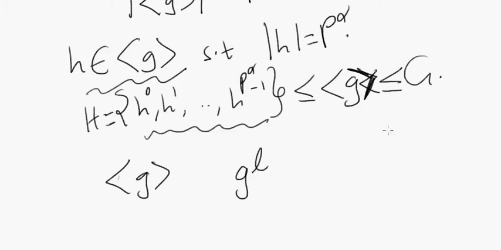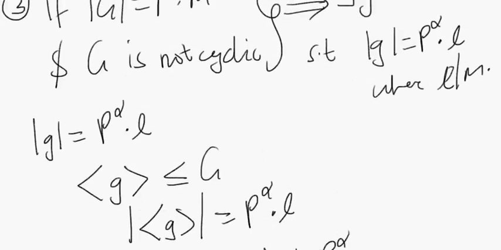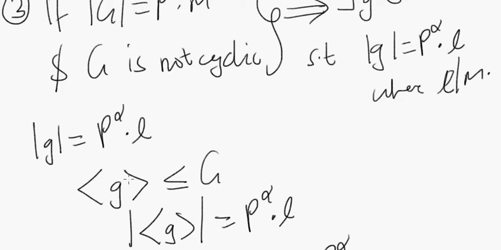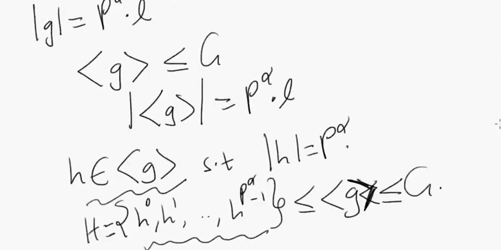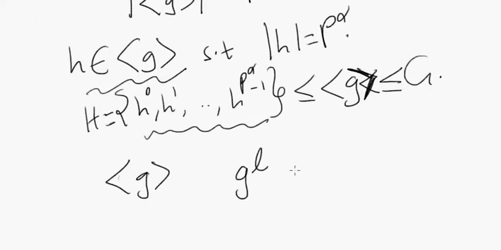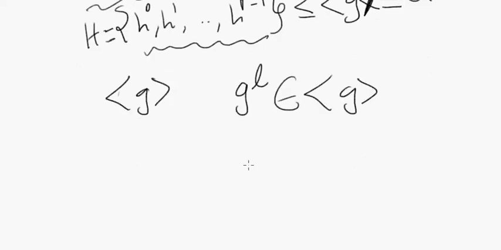Well, remember L was just part of the order of the subgroup, which was p to the alpha times L. So g to the L is some natural number. So isn't g to the L an element of the cyclic subgroup generated by g? And what's the order of g to the L? Well, what's g to the L to the power of p to the alpha?